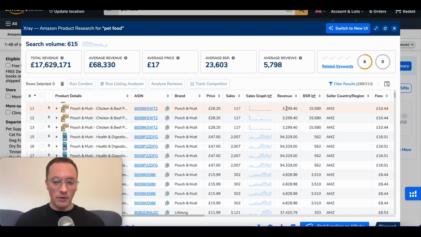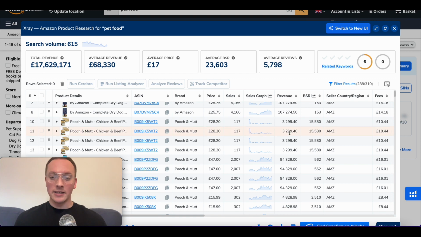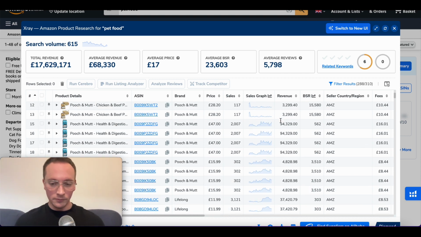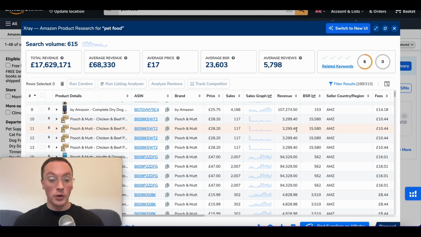Another thing you can do is look at the revenue on here, guys. You want to look at the revenue of every single product. So this revenue, not that high, okay? As I said, I didn't think that would be selling many because it's been going a long time. It hasn't got many reviews. And as we can see, this revenue shows us for the last 30 days, guys, it's only 3,299.40. Whereas these guys are doing 107,274.50 for the last 30 days. So they've got into the top spot because they're old. That's what it tells us.